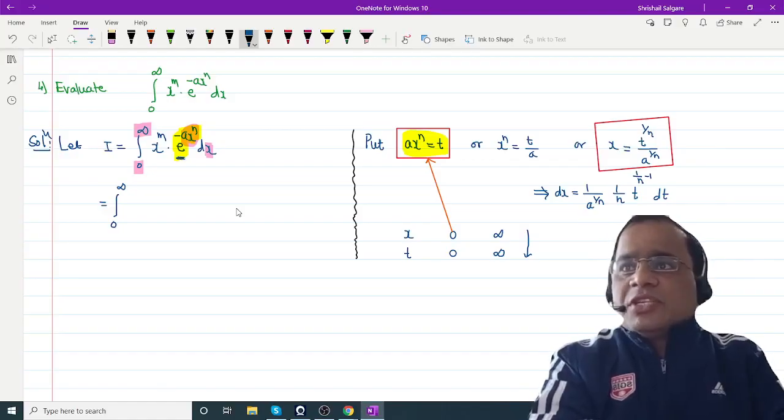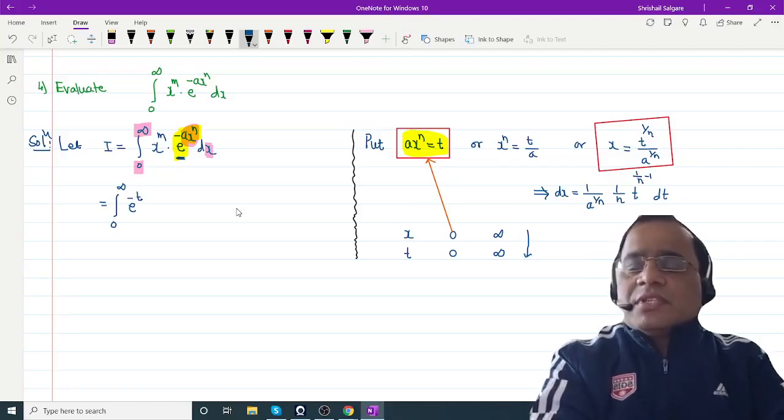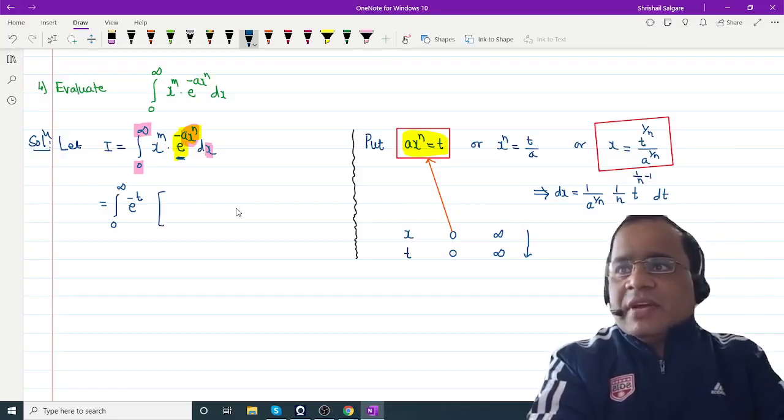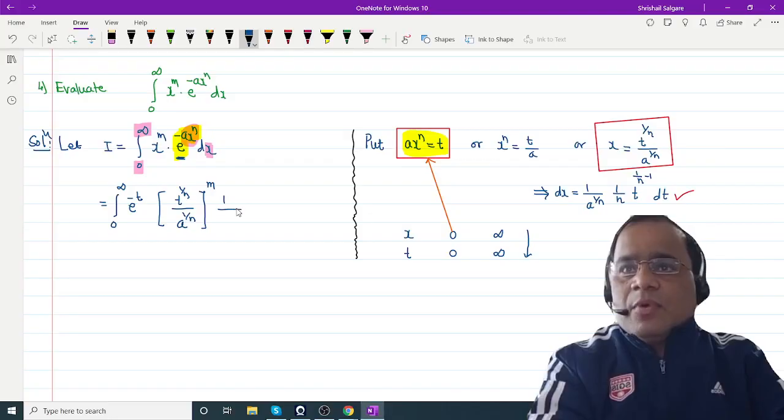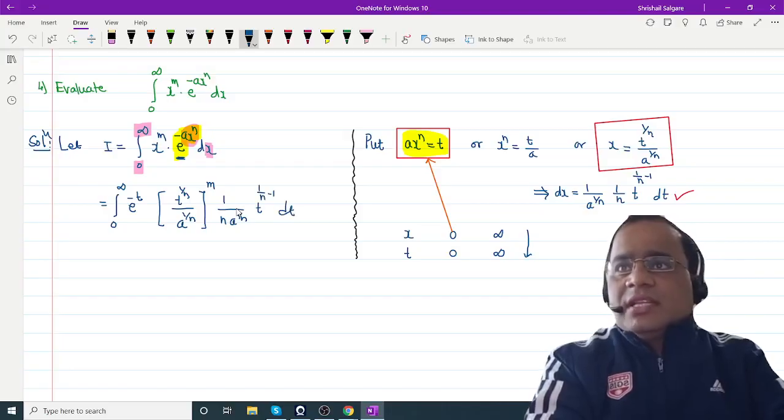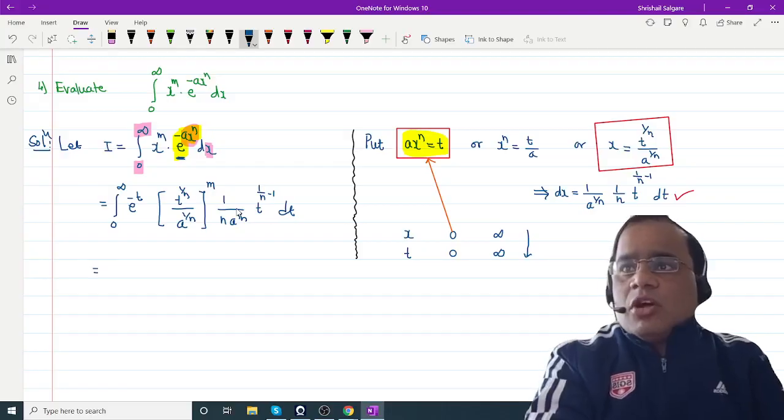First I will write this exponential term, that is nothing but e raised to minus t, because your substitution is a x raised to n is equal to t. Then x is given by, first I will write the value of x, that is t raised to 1 by n divided by a raised to 1 by n, that whole raised to m. So this is your x raised to m. Now next you have to replace the value of dx as this one: 1 upon n into a raised to 1 upon n, into t raised to 1 upon n minus 1 dt. So in the next step, constant term I will take outside.